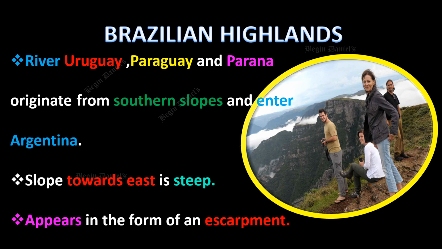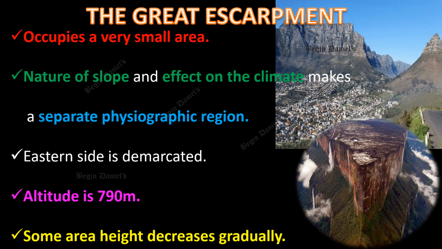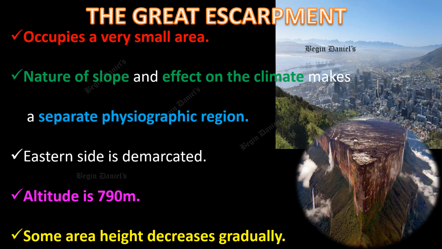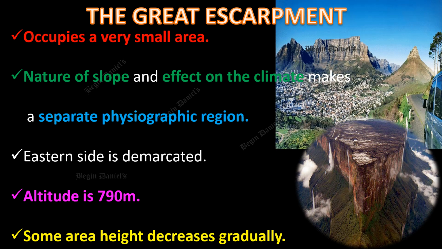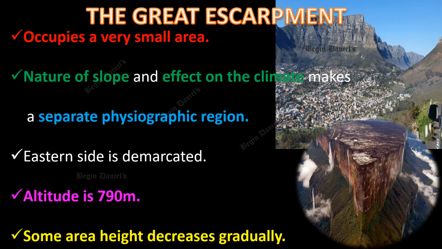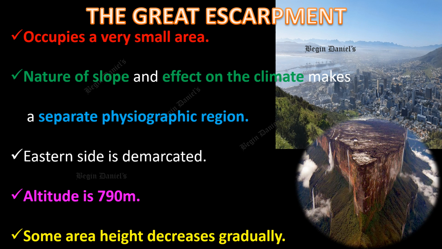Rivers Uruguay, Paraguay and Paraná originate from the southern slope and enter Argentina. The slope towards the east is steep and appears in the form of an escarpment, the Great Escarpment. It occupies a very small area. The nature of the slope and its effect on climate makes it a separate physiographic region.